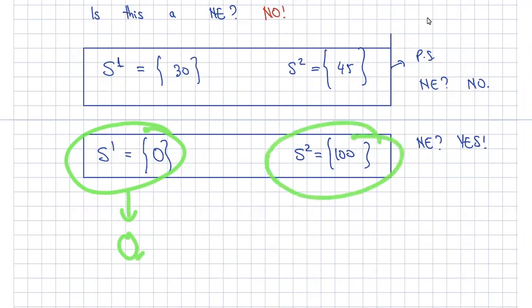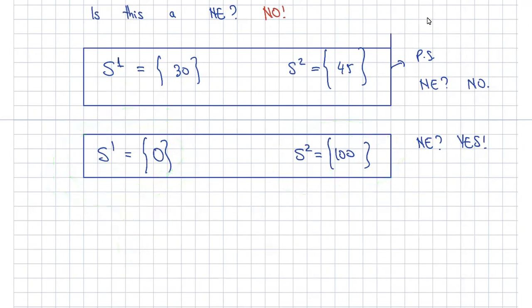What about player 2? Player 2 is getting 100. Can he do any better? Well, he can't, because the only thing he can do is lower his request. Remember, he is now holding constant player 1's strategy. So we would say that this is a Nash equilibrium. Here's another one that's not immediately clear, or it requires a bit of work. 100, 100. And by work, I mean a little bit of checking.